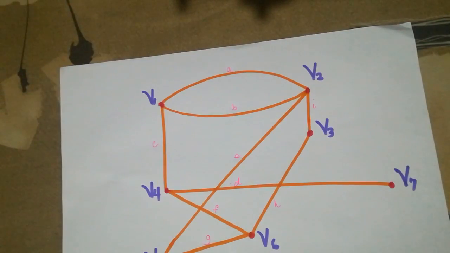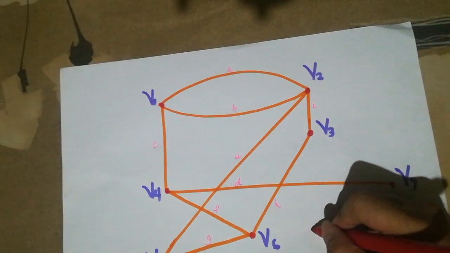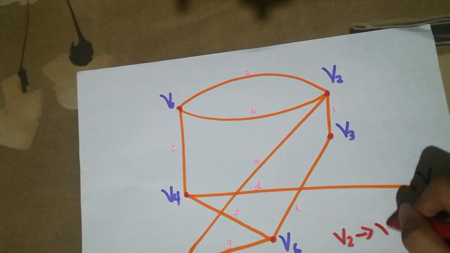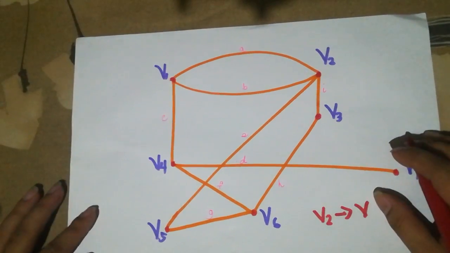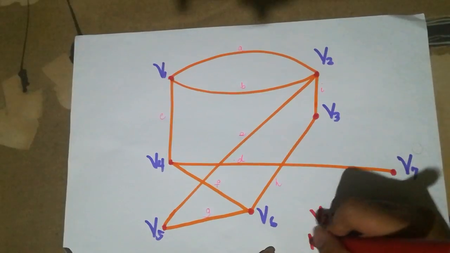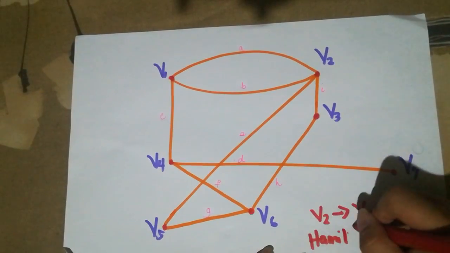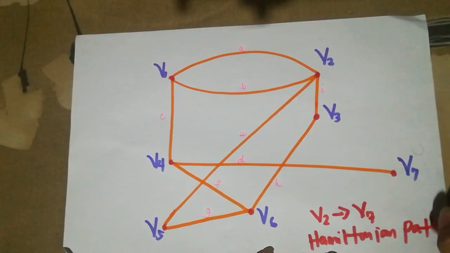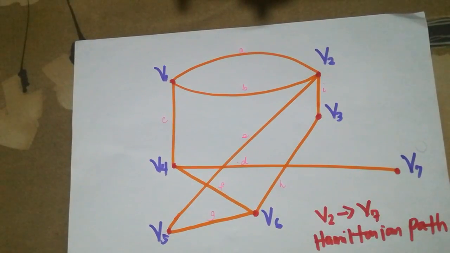Is there any possible way that you can have a Hamiltonian path from V2 to V7? Construct a Hamiltonian path. I'll give you time. Pause the video. So, pause it now, okay?